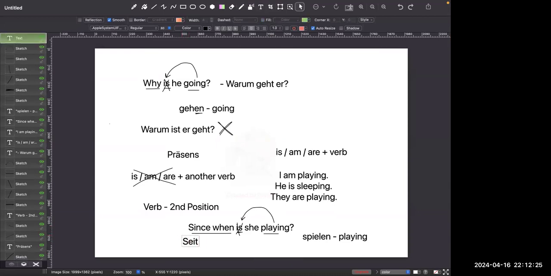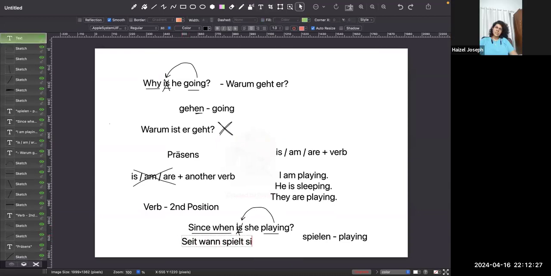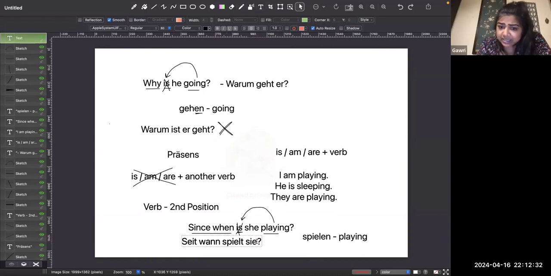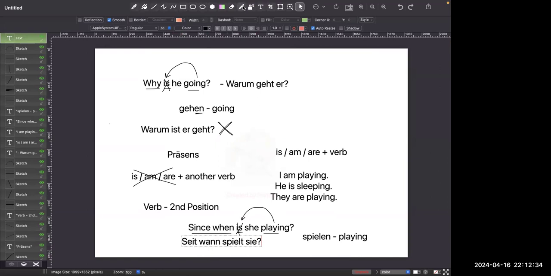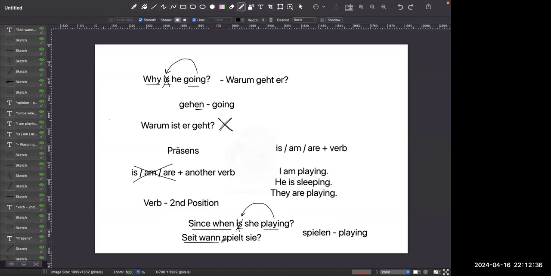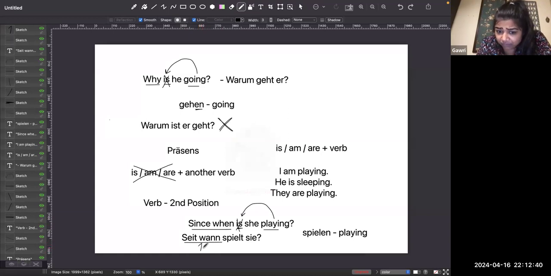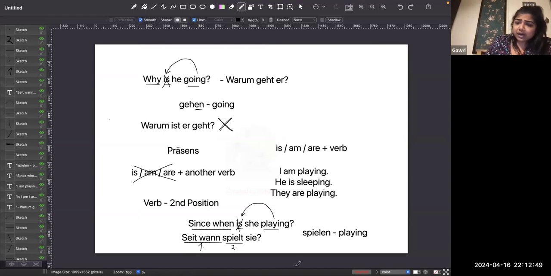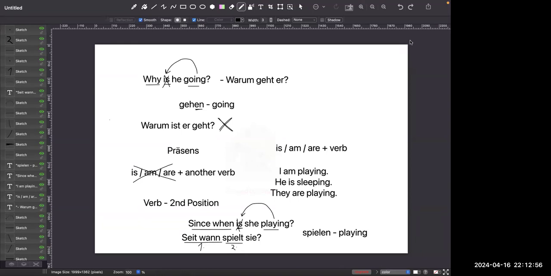Zeit spielt sie. Underline Zeit and write 1. Zeit is position number 1. Underline spielt and write 2. Spielt is position number 2. The verb should come at the second position. Zeit spielt sie.